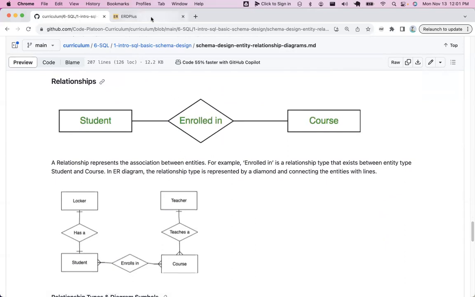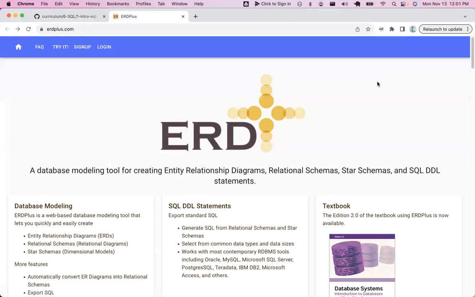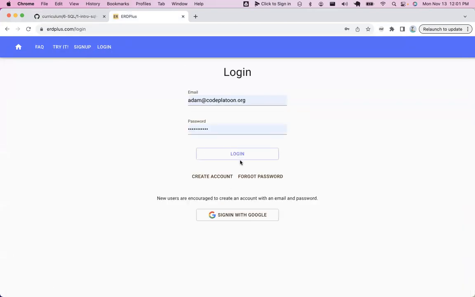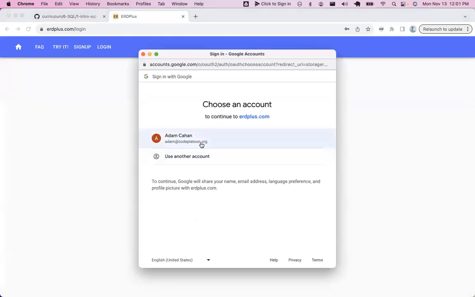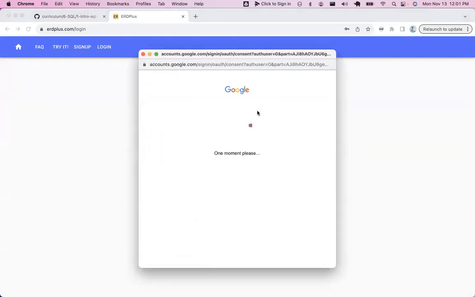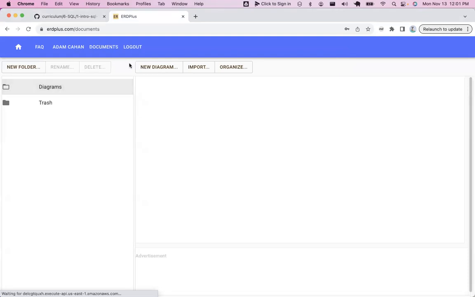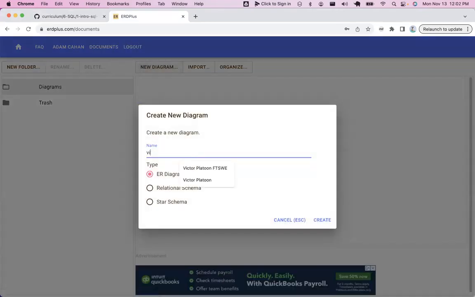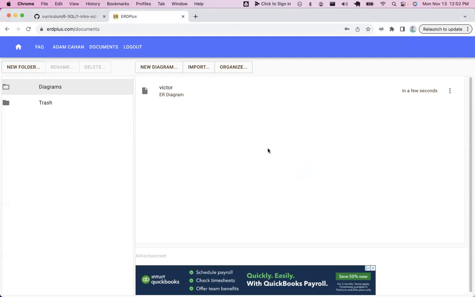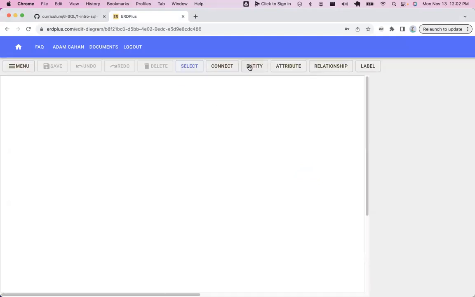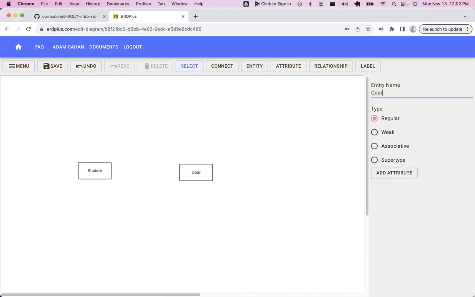A student enrolls in a course. And in fact, let me just go ahead and build this right now. Let me go ahead and log in. Apologies. And let's do a new diagram. We'll just call this Victor. So we've got a student. We've got a course. Can everyone see this okay?